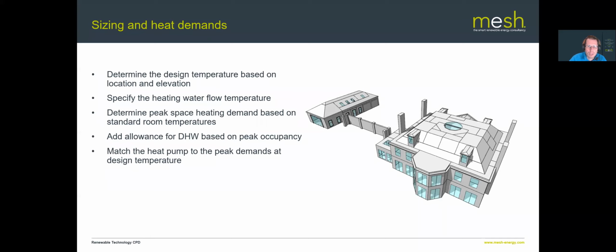Because what you don't want to be doing is putting in plant that is oversized. At the very worst case, you could end up short cycling the compressors and actually breaking the compressors or shortening the life of the compressors. So you do want to get that right, and that's why it's important to get this equation right for getting the peak heat demand.